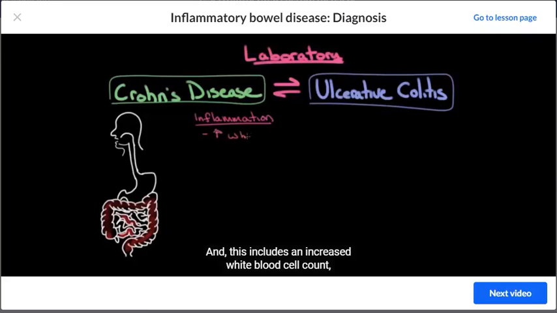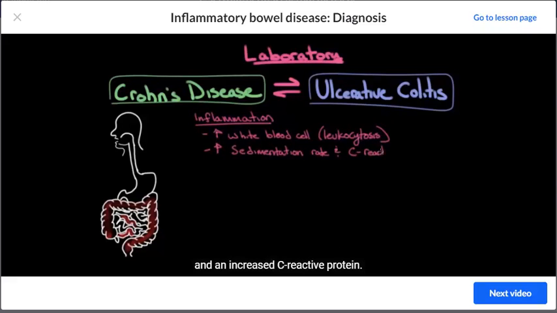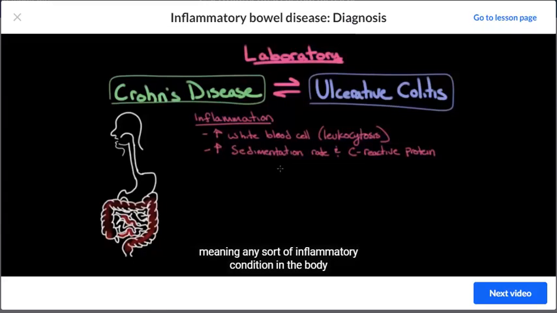And this includes an increased white blood cell count, which is known as leukocytosis, as well as a couple of other very nonspecific markers of inflammation that include an increased sedimentation rate and an increased C-reactive protein. Now, these findings here are very nonspecific, meaning any sort of inflammatory condition in the body can cause these findings. However, they're very sensitive for inflammatory bowel disease, meaning that if someone doesn't have an increased sedimentation rate or an increased C-reactive protein, the process that's going on is likely not Crohn's disease or ulcerative colitis.